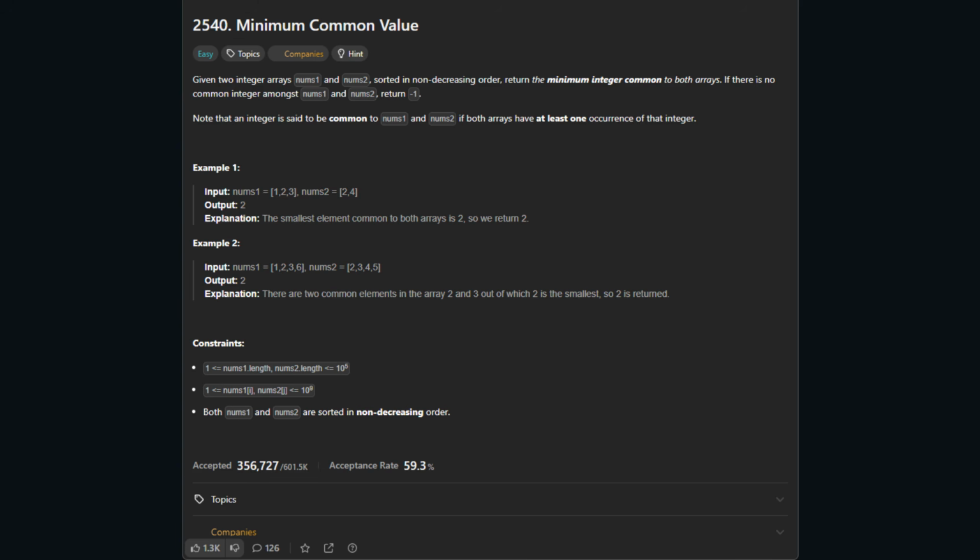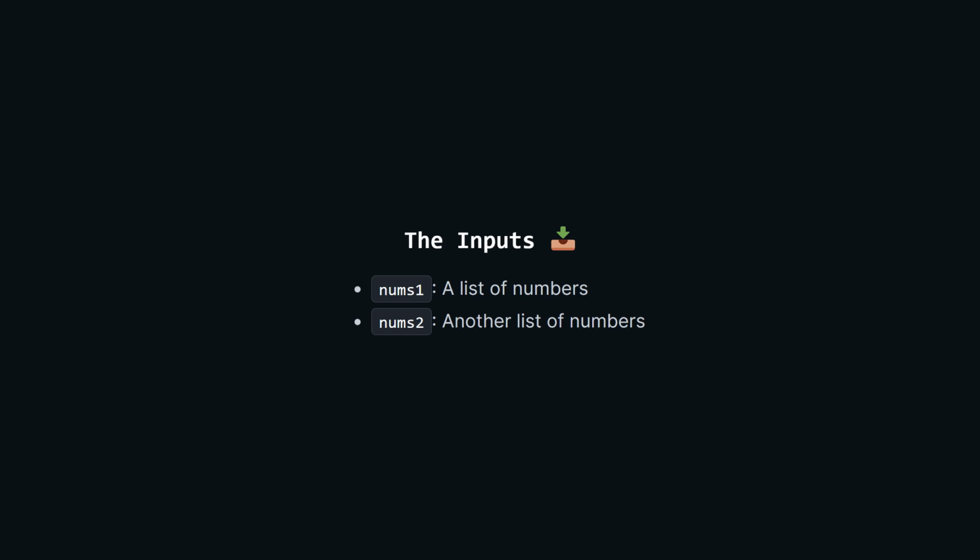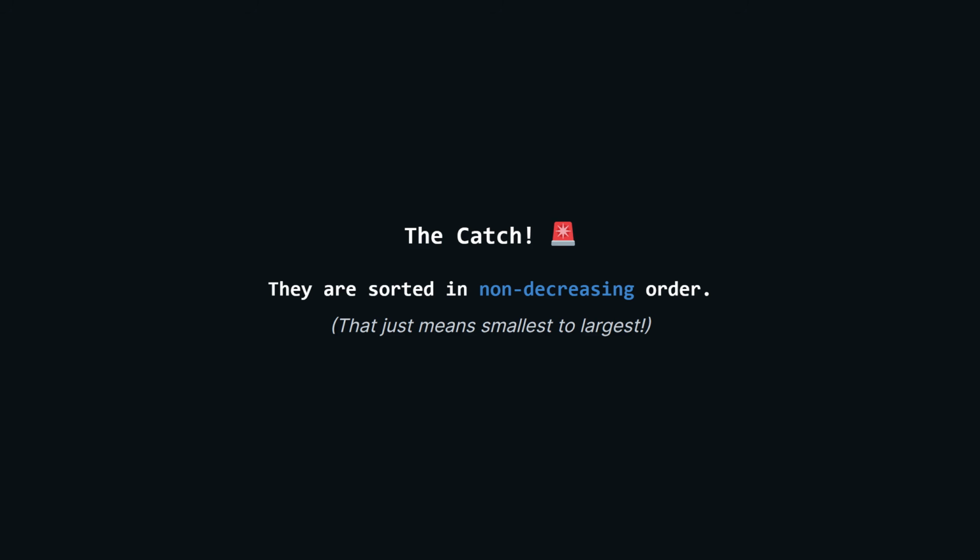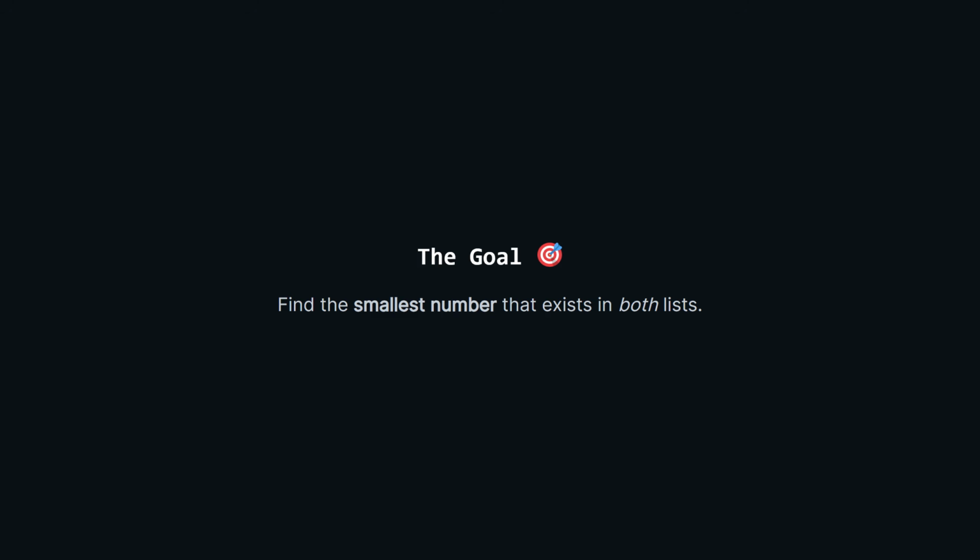It's actually a pretty straightforward problem today, but let's break it down piece by piece to be super clear. We are given two separate lists of numbers. Let's refer to them as nums1 and nums2. The absolute most important detail they give us is that both of these lists are already sorted, going from the smallest number up to the largest. Our mission is simple. We need to find a number that appears in list 1 and list 2, and if there are multiple matches, we want the absolute smallest one.